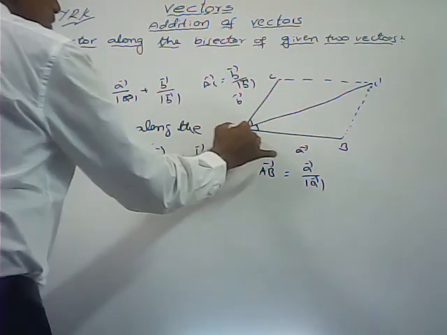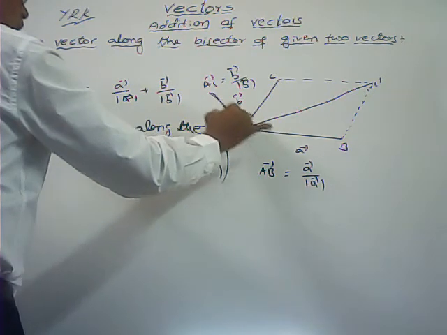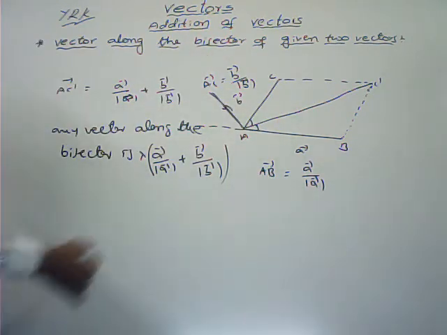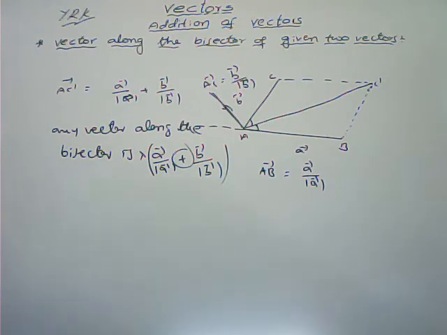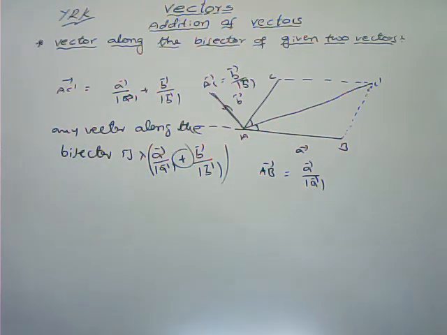This is the internal bisector. If I want the external angular bisector, here we can simply put a minus. Any vector along the external bisector is lambda times a bar by modulus of a bar minus b bar by modulus of b bar. Now here we can discuss 2-3 problems related to this concept.